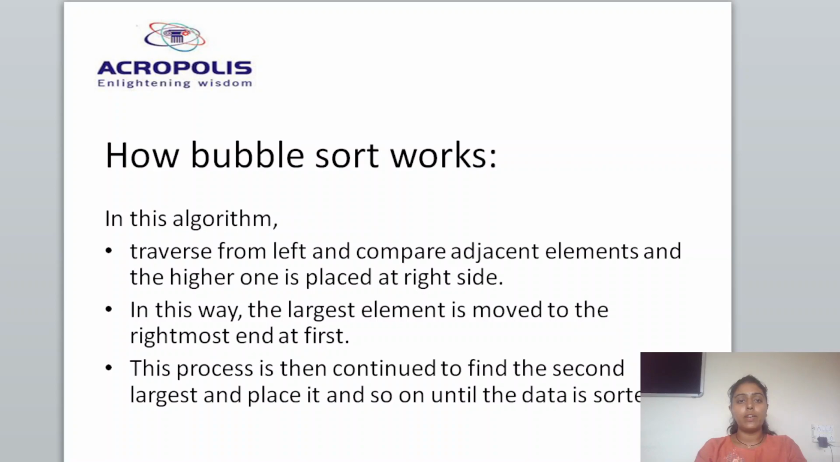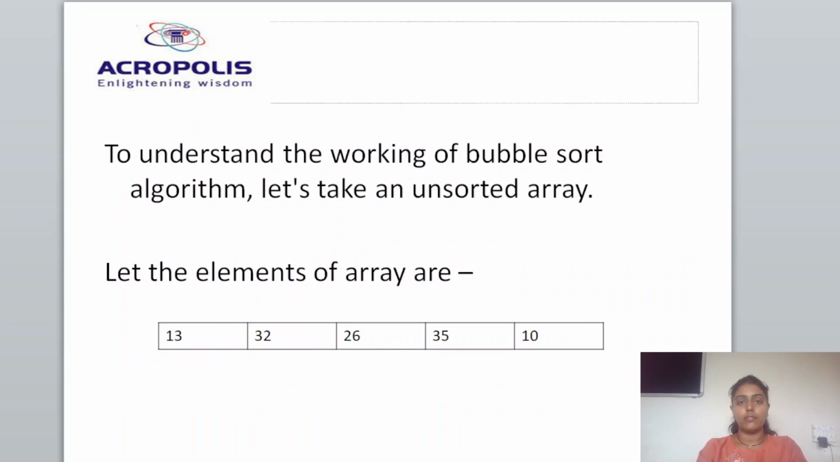So how does bubble sort work? In this algorithm, we traverse from left and compare adjacent elements, and the higher one is placed at the right side. In this way, the largest element is moved to the rightmost end first. This process is then continued to find the second largest and place it, and so on until the data is sorted. Let's take an example to understand the working of bubble sort.